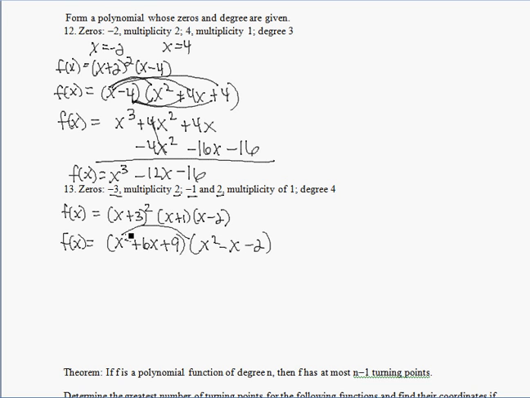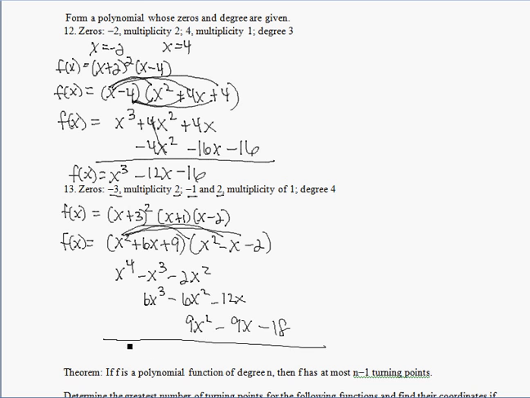So now I'm going to distribute this x squared over this trinomial. So notice I got these three terms here. Now I'm going to multiply 6x over these three terms here. Notice again that I line up like terms, and I write down after each multiplication, I shift it over one and go down one. So now I'm going to multiply this 9 through, so I get 9x squared minus 9x minus 18. I add up like terms.